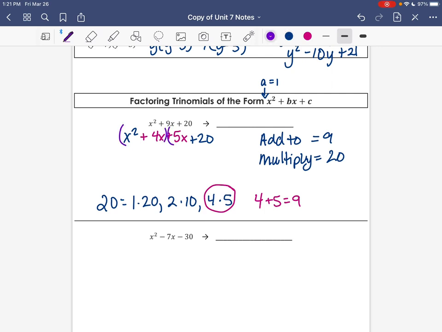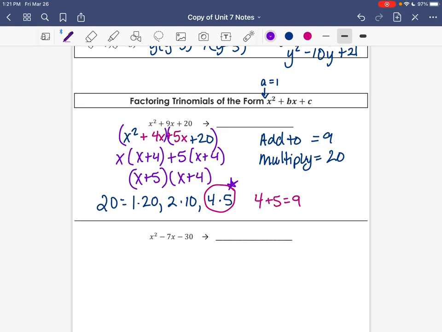So we're going to split these like this. We have X and then X plus 4. And then over here we're going to have plus 5 and X plus 4. And so then our answer is X plus 5 and X plus 4. Okay, that should make sense to you because that's the numbers that we got right here. So they usually work out like that.